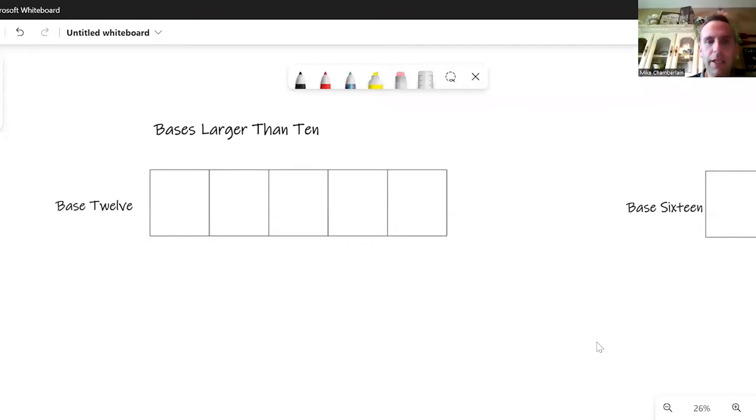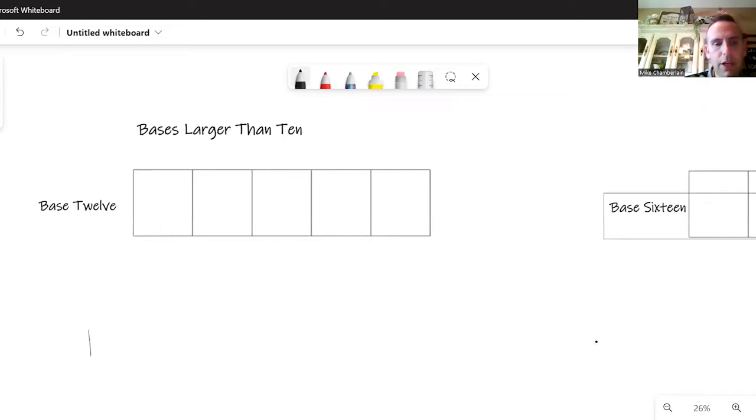This week, we are looking at bases that are larger than 10. Here, we'll look at base 12 and base 16, and then another numeration system that we haven't yet explored. In base 12, there will be 12 digits, and that's true for any base: the number of digits is equivalent to the base itself.